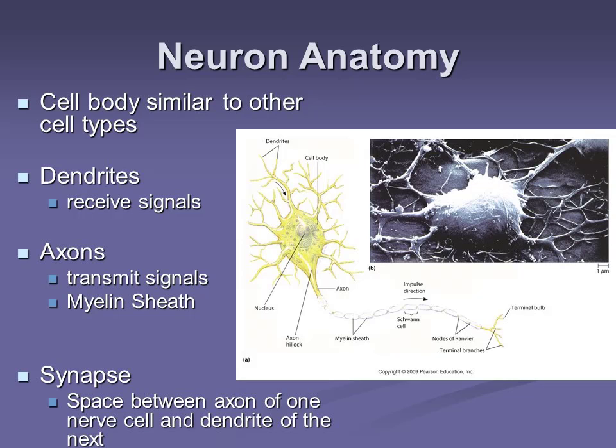But one long process that extends away from the cell body is called the axon, and that axon is going to transmit the signal away from the cell body and to a target. That target may be another neuron, it may be a muscle, it may be a gland. So dendrites bring in the information, axons send out the information.